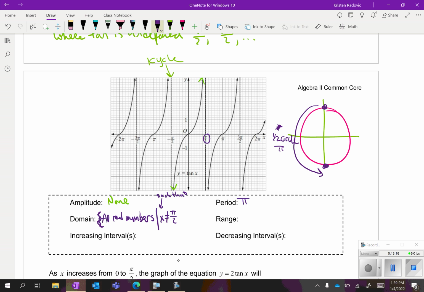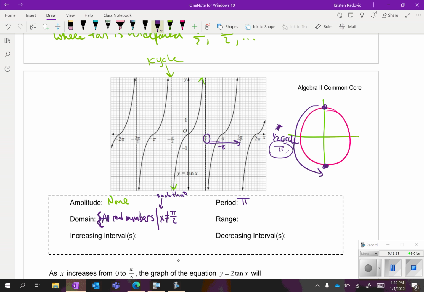Now, there are many asymptotes. There's also 3 pi over 2, and negative pi over 2, and negative 3 pi over 2. There's an infinite amount of asymptotes. You can't write all asymptotes down if there's an infinite amount of them. So instead, we're going to give a formula to find all of the asymptotes. Now, notice that the next asymptote is a period away, and we just said a period was pi units, half of a circle. So from here to here, it is pi units.